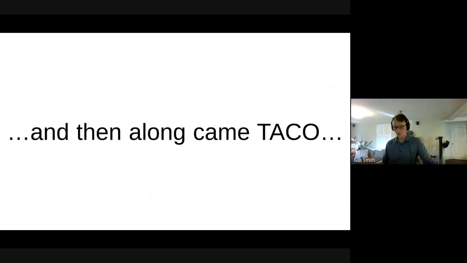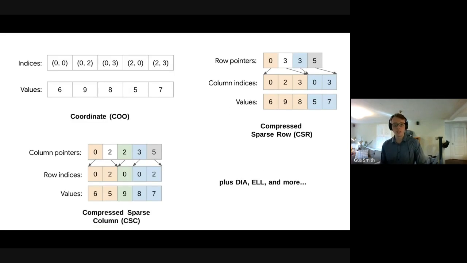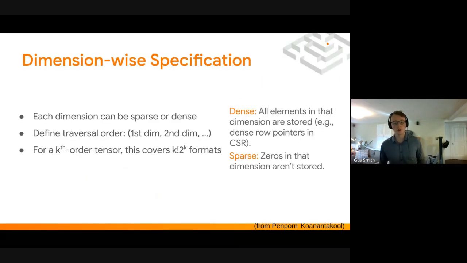And then to make things more complex, make things better, but even more complicated, along came something called Taco, which is the tensor algebra compiler. And so Taco really revolutionized in a lot of ways the world of sparse tensor compilation by introducing this dimension-wise specification of a sparsity format. And so instead of having these hardwired sparsity formats that you see here, they generalized sparsity formats so that you can basically specify them by giving a per dimension sparsity or compression attribute.